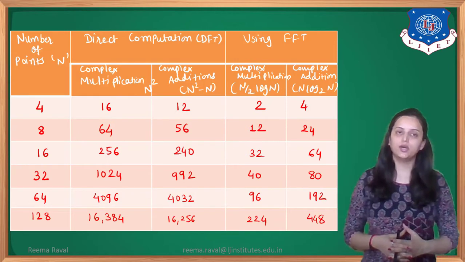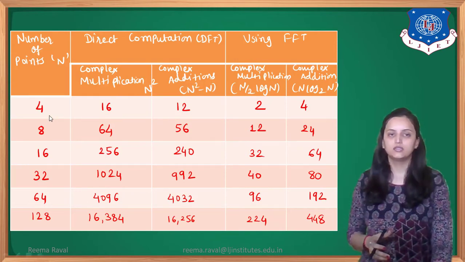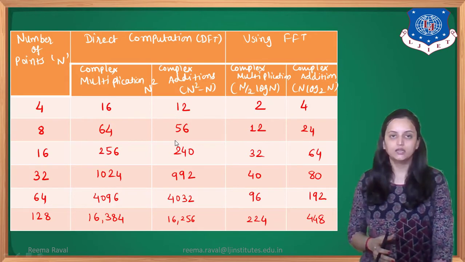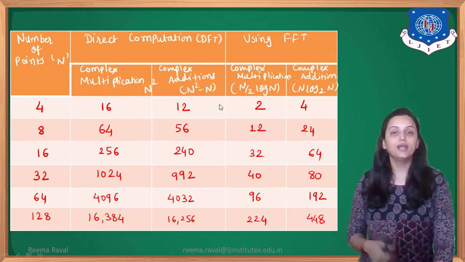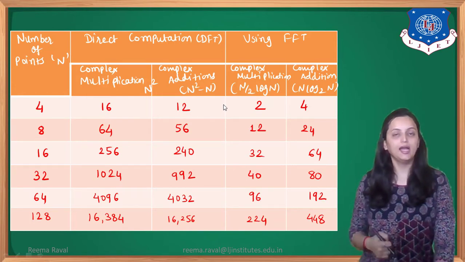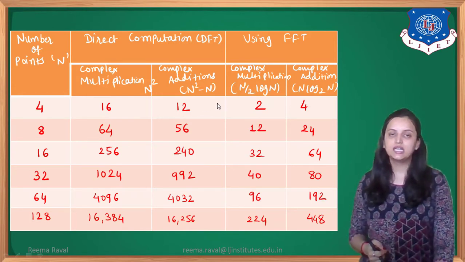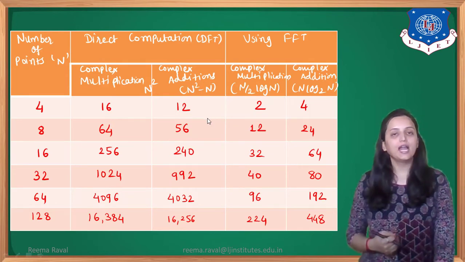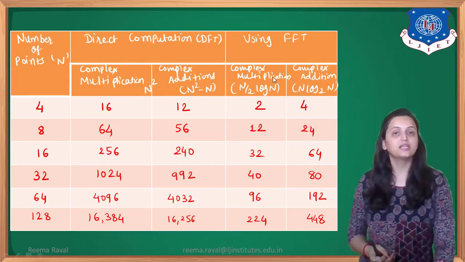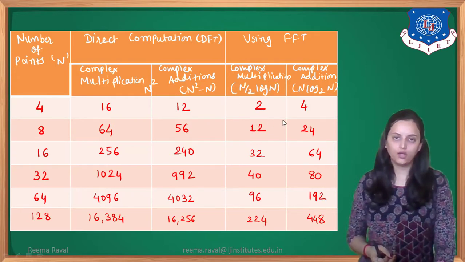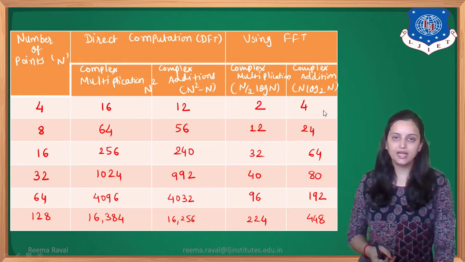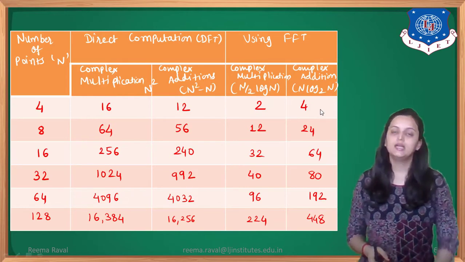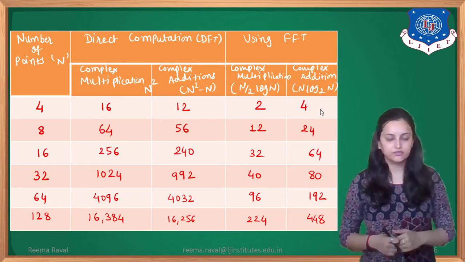So let us consider the first one, where the number of points N is equal to 4. If we consider direct computation, that is DFT, complex multiplications are N square, that is 4 into 4, 16. Then complex additions will be equal to the formula N square minus N, which is 16 minus 4, that is 12. And if we calculate the same for FFT, complex multiplication is N by 2 log N. Based on that, we have obtained the value 2. And complex additions formula is N log 2N, which is 4. In the same way, we are increasing the number of points at the input side.